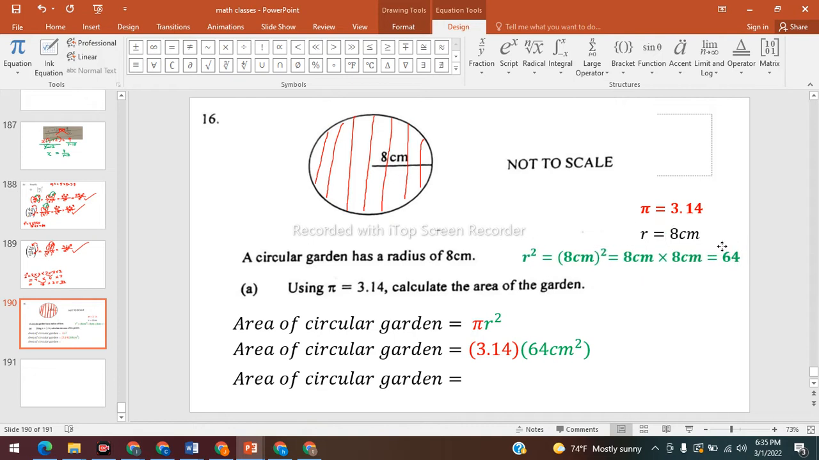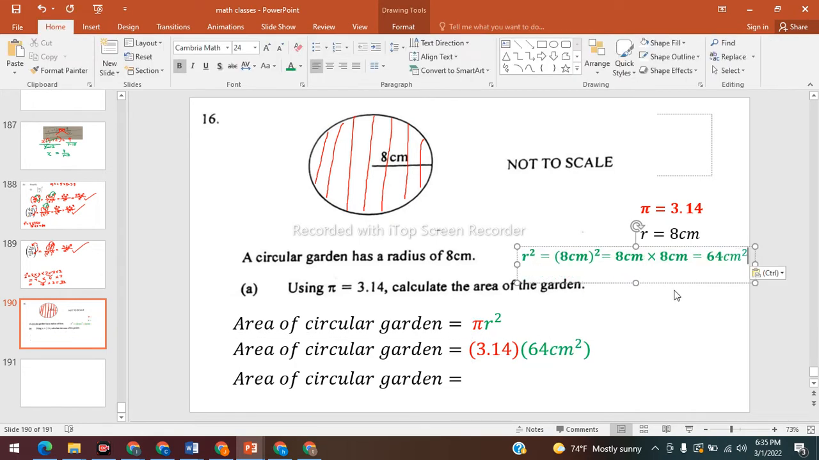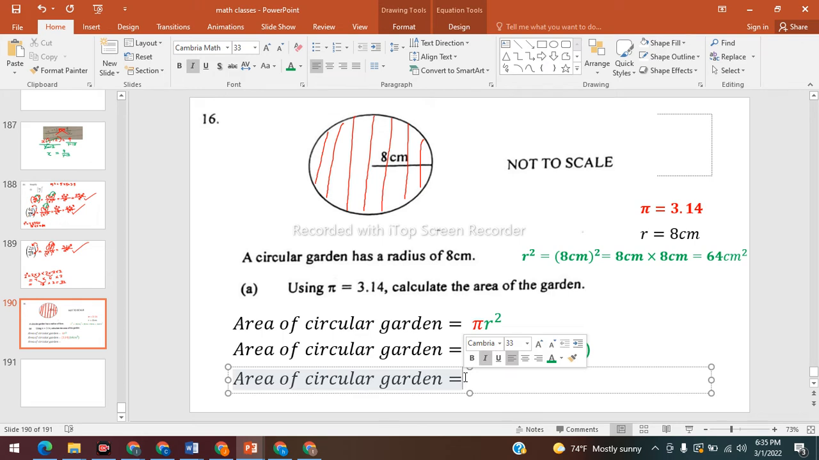So what we do is we say 8 times 8, which is 64. But centimeters times centimeters is what? Centimeters squared. Okay, so don't forget that. And so that's how we get it. We also forget, that's why I have you guys to remind me, right? So it is going to be 200.96 centimeters squared.